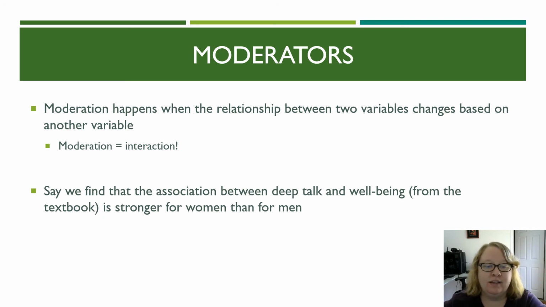Say that we find that the association between deep talk and well-being, this is from the textbook, is stronger for women than for men. The relationship between deep talk and well-being, that's an association, right? These two things are related to each other. But the second part of the sentence, it's stronger for women than men, that's the moderation. It's saying the relationship is changing between those two variables based on some third variable. So what are the three variables involved here? Deep talk is one variable, well-being is another. Those are two things that are associated with each other. The third variable that changes that relationship, that acts as a moderator, is gender. So it's stronger for women than for men.